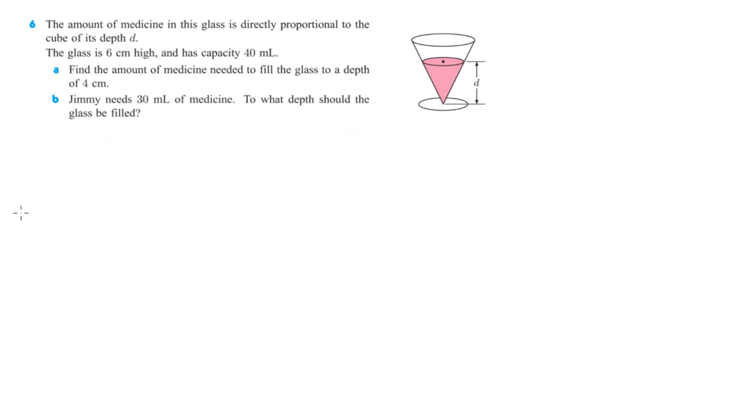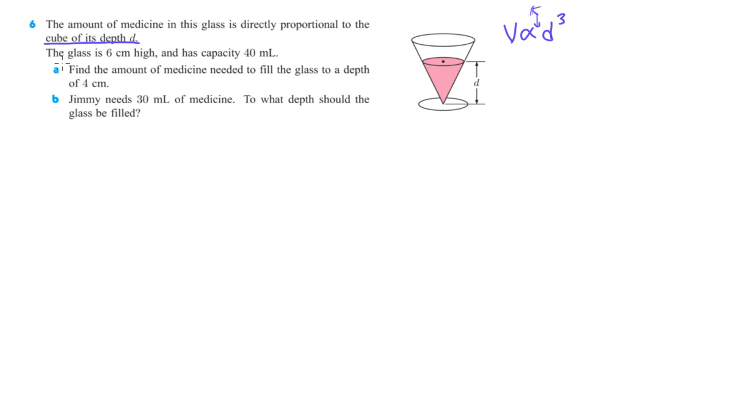Taking a look here at number 6. The amount of medicine in this glass is directly proportional to the cube of its depth d. So our proportionality statement is: the amount of medicine, the volume, is directly proportional to the cube of its depth, so directly proportional to d cubed. That doesn't mean the volume equals the depth cubed. It's just directly proportional to the depth cubed. There's going to be some kind of constant in here that we have to multiply by to end up with our final answer, okay?